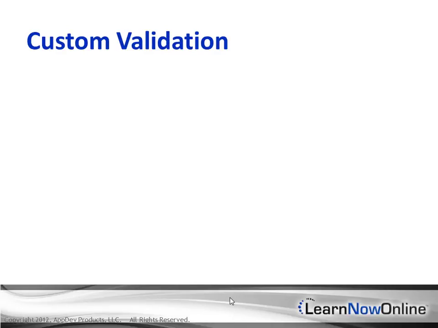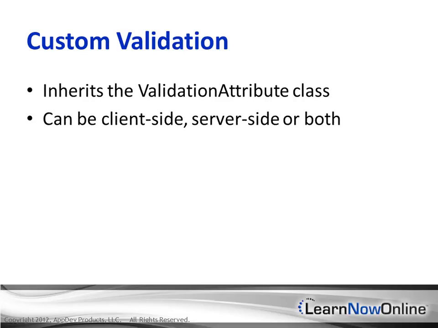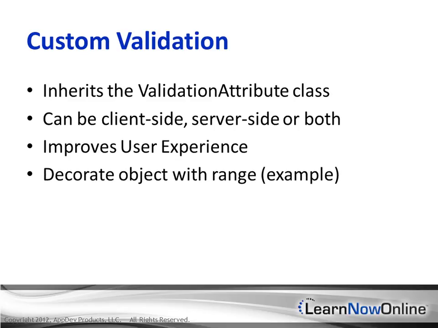If you have the need to have a different type of validation outside of what's handed to you out of the box from MVC, you can do true custom validation within here and build your own classes. These inherit from the validation attribute class. These can be client-side, server-side, or both. This also will greatly improve your user experience because it will be customized to exactly what you need. And these are done by decorating an object like within a range, for example below.